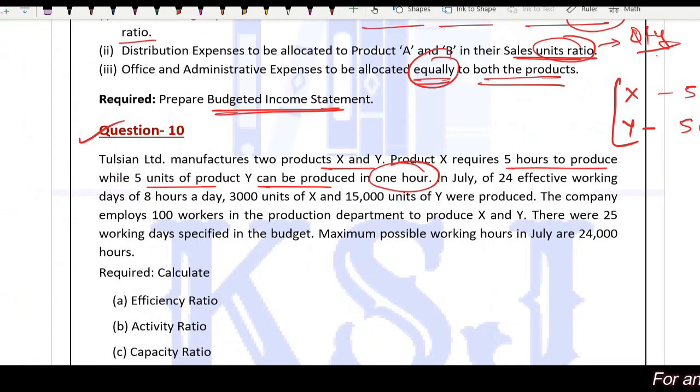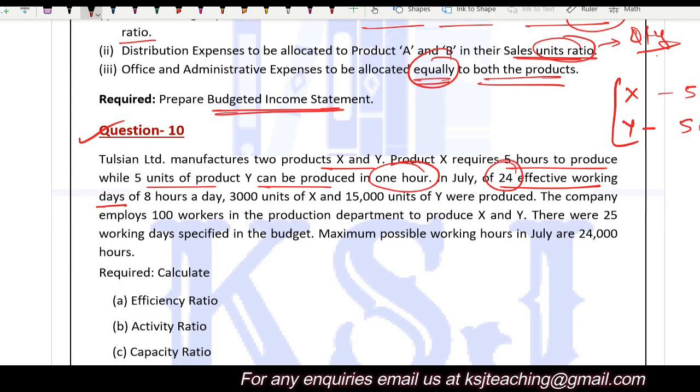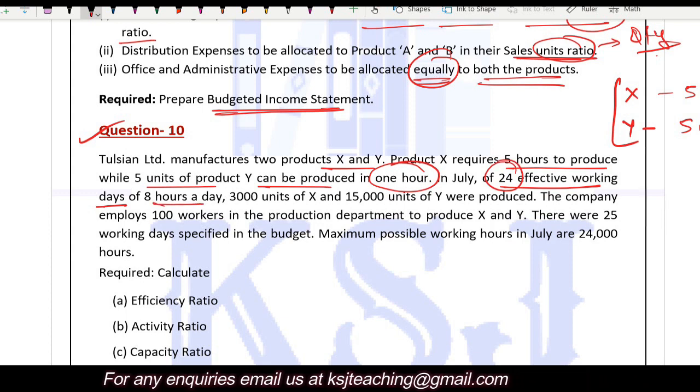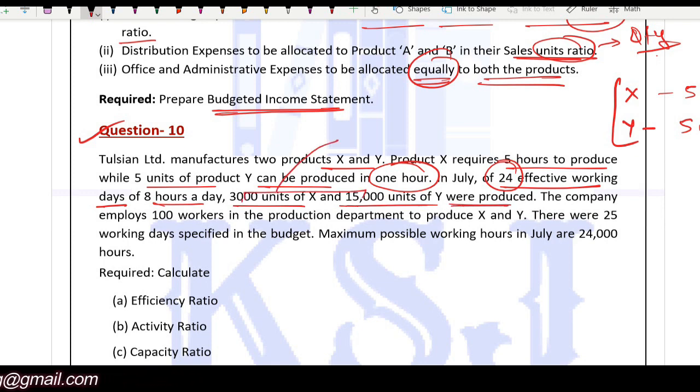In July, there are 24 effective working days. So in the month of July, you are actually working for 24 days, effective working days of 8 hours a day. 3,000 units of X and 15,000 units of Y were produced. So this is the actual output. This 3,000 and 15,000, this is nothing but your actual output, right?